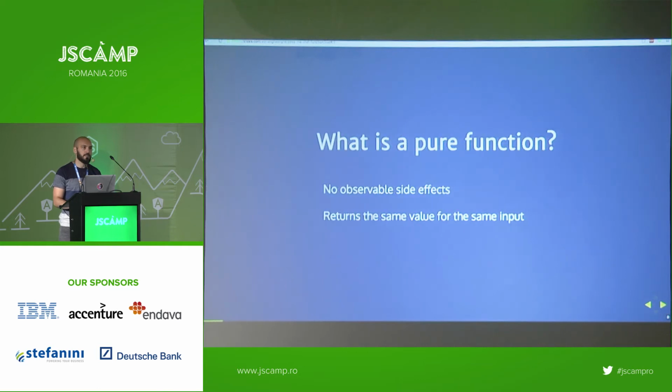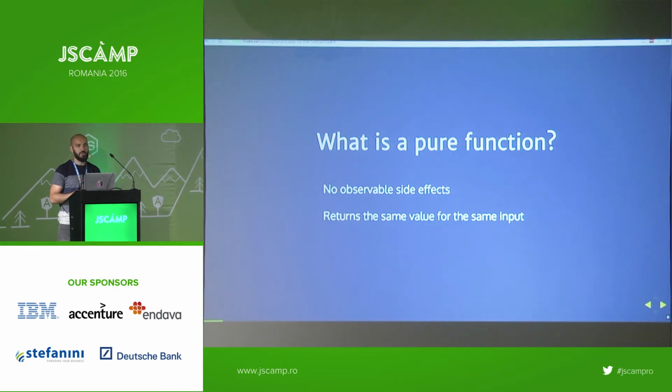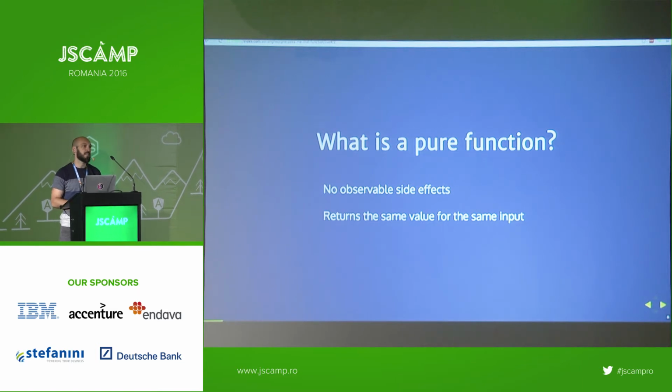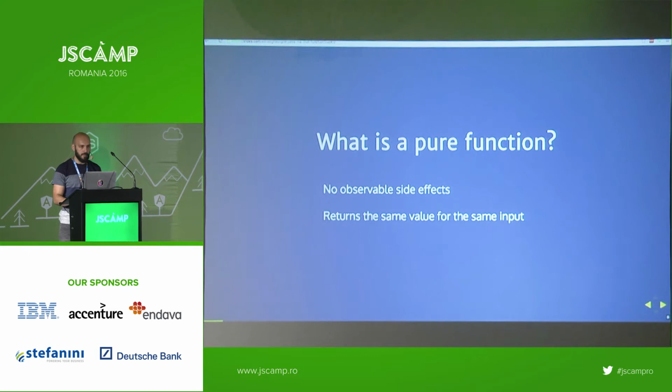But what's the idea behind mathematical functions? Mathematical functions are pure functions, and pure functions have a couple of interesting properties. They can have no observable side effect when they're executed. We'll see in a moment what kind of side effects we can have in a language, in a function. And the other very interesting property of a pure function is that it returns the same value for the same input if you call it multiple times, which is a very strong guarantee.